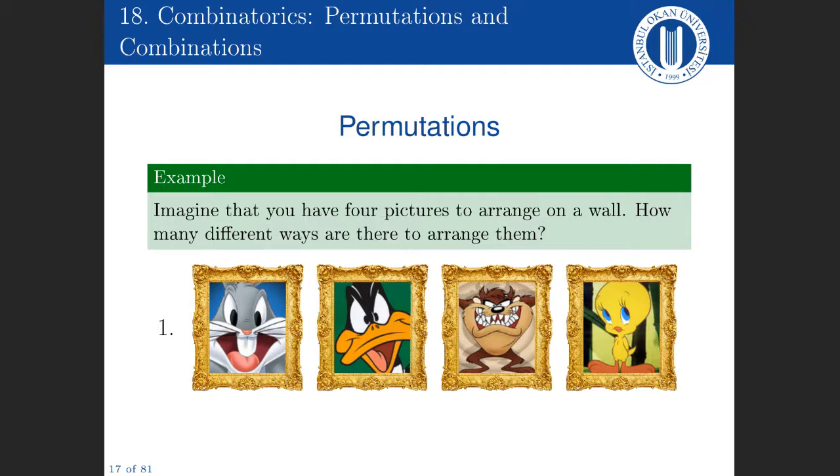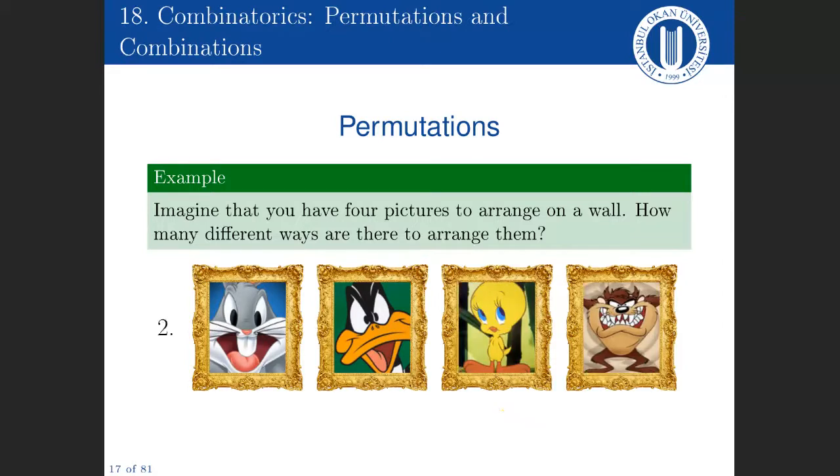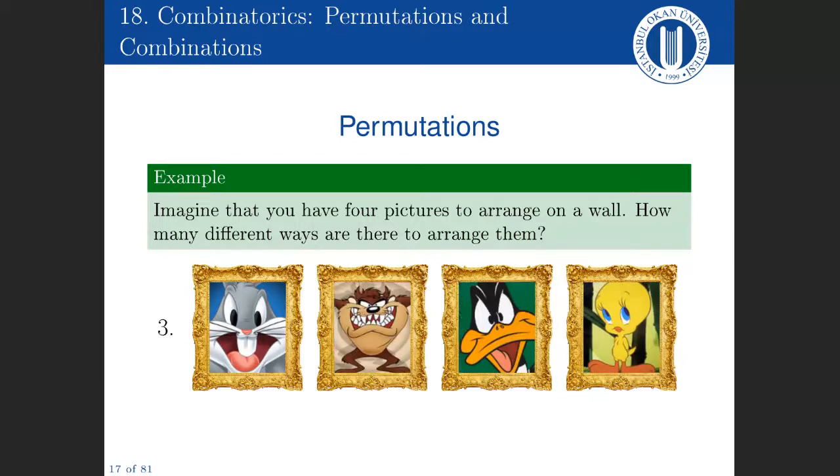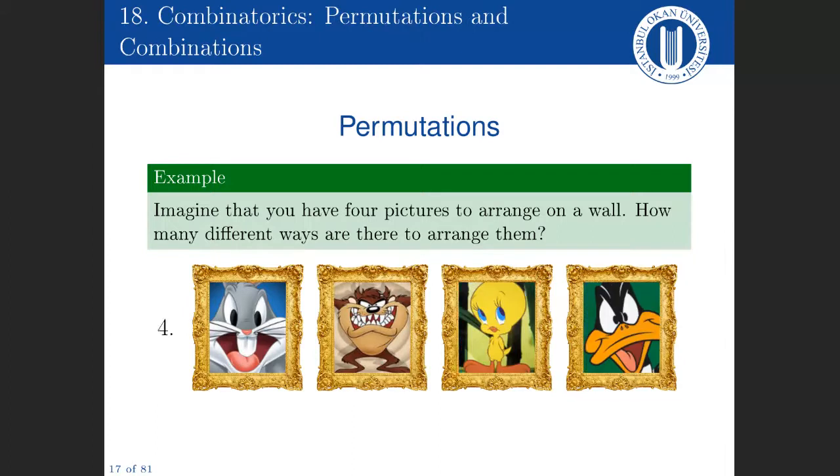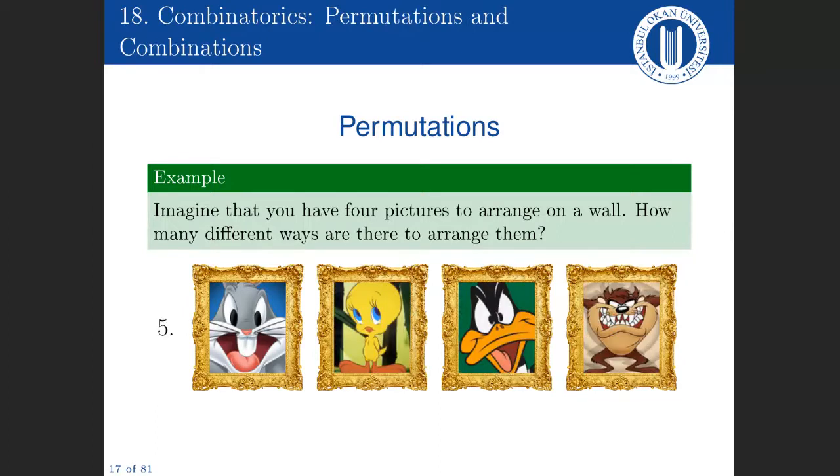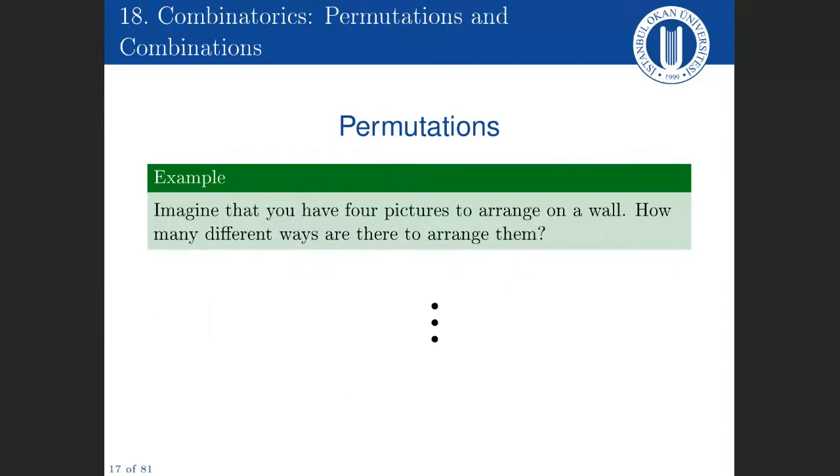Let's suppose our pictures are of cartoon characters. One way to arrange them would be to do Bugs, Daffy, Taz, Tweety. Or let's suppose we want to swap the last 2 around. We could do Bugs, Daffy, Tweety, Taz. Or Bugs, Taz, Daffy, Tweety. Bugs, Taz, Tweety, Daffy, etc. How many different ways are there to do this? If I wrote them all down in a list, how many different things in my list would I have?